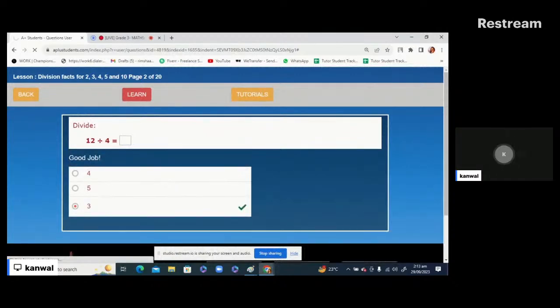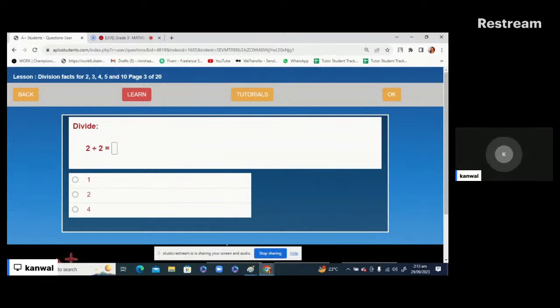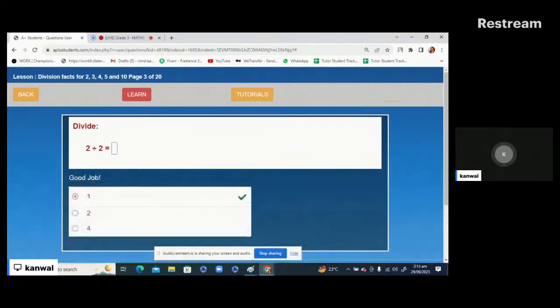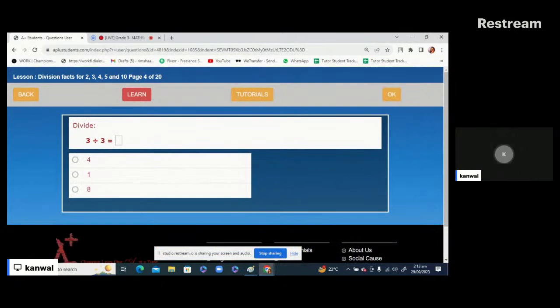All right then. Okay, solve the next. 2 divided by 2. This is the simple one. 2 times which number is 2? 2 times 1. So here is the option. Then we click this. Now let's do this one. It's again 3 times 3. It's okay. All right, good. It's 1.